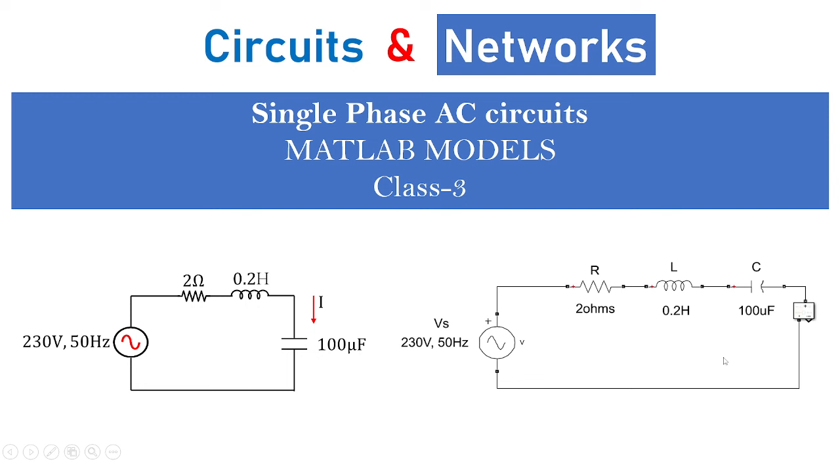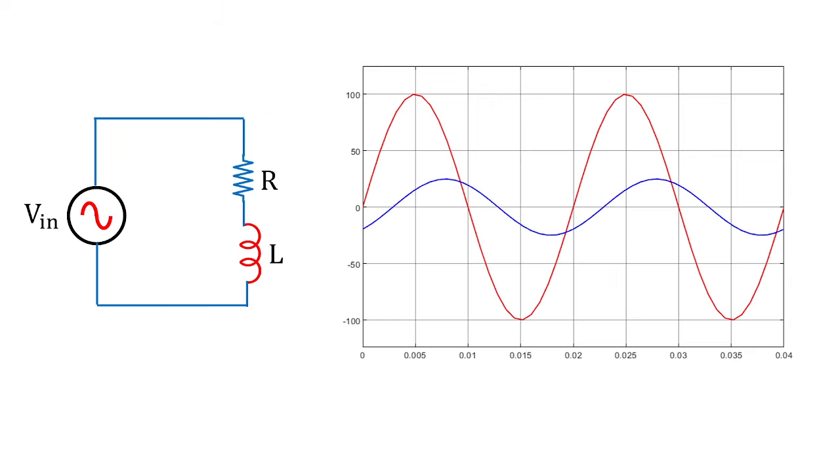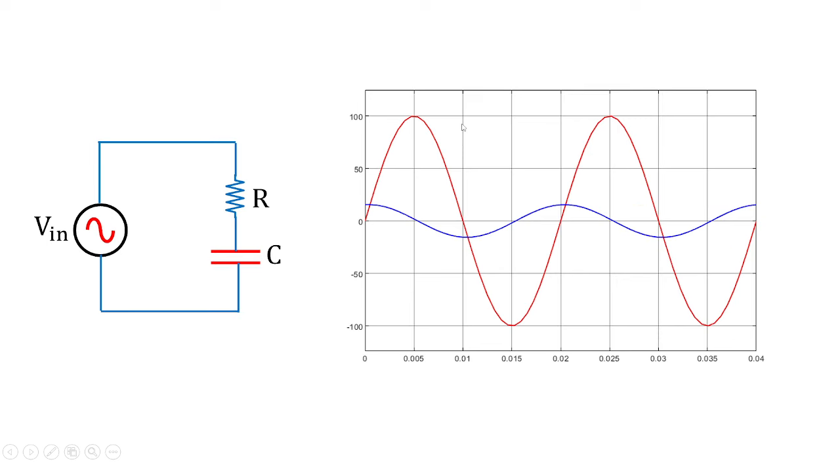Okay, so we know from our past classes that whenever the input voltage is applied across an RL circuit, the voltage leads current, whereas in an RC network, the voltage lags current.